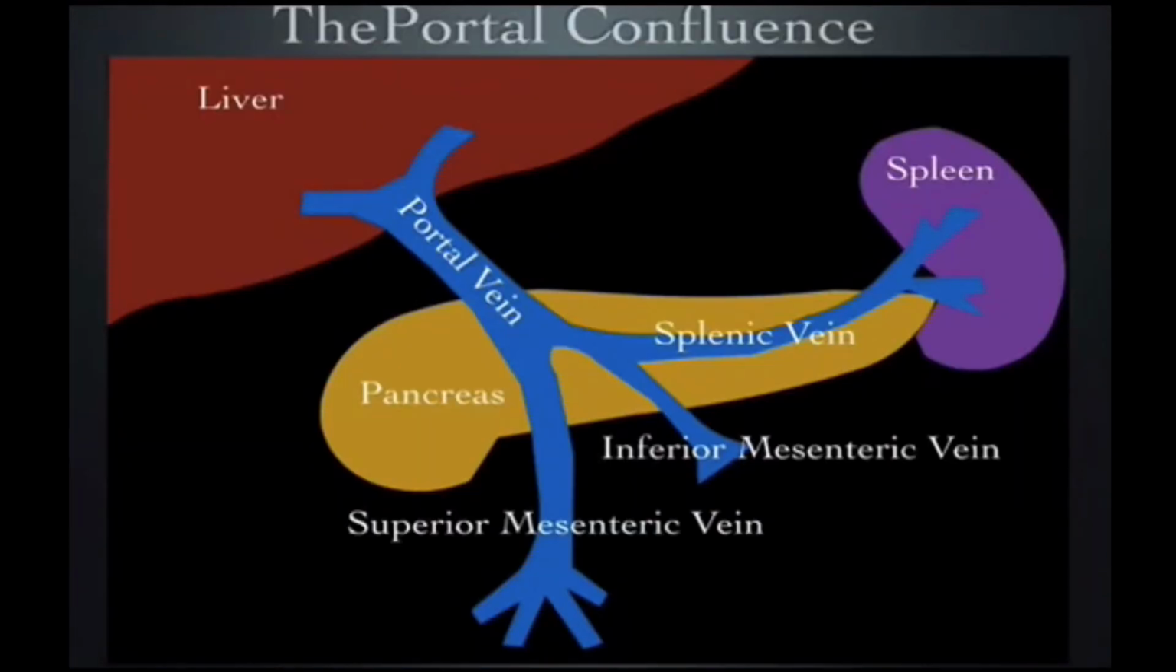Now let's go back and talk about some more superficial abdominal vasculature, specifically the portal venous system. If you recall, the portal vein is formed out of the confluence between the splenic vein and the superior mesenteric vein. Also, the inferior mesenteric vein is a major contributor as well. And then the portal vein will travel up to the porta hepatis before it eventually branches into the left and right portal vein.